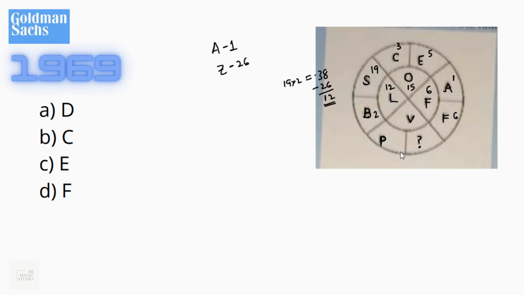So now P is 16. 16 into something should give us V. V is 22. Now 16 into 1 is 16, which is less than 22. 16 into 2 would be 32.